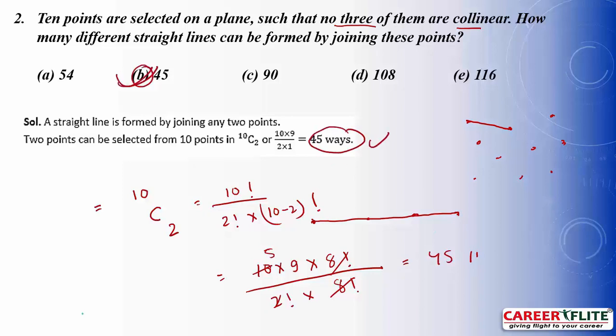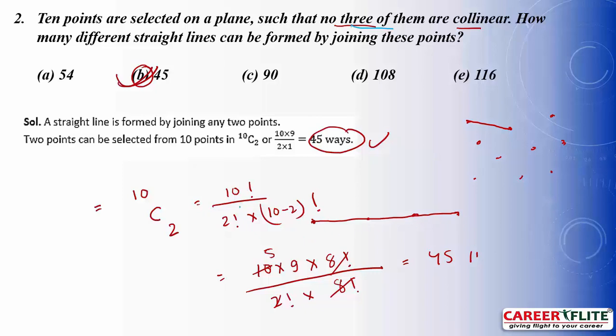So what we have done here is that we must find the number of lines from 10 given points, and it is given that no 3 points are collinear. Suppose these are 10 given points. For drawing a line, we must join 2 points, and it is given that no points are collinear, which means no 3 points lie in a straight line.